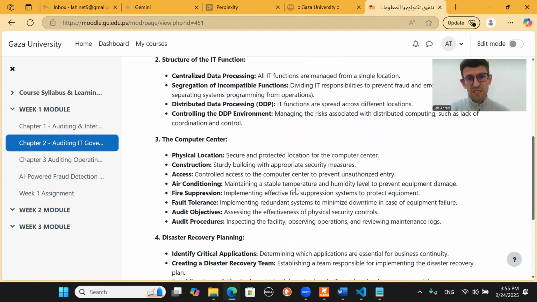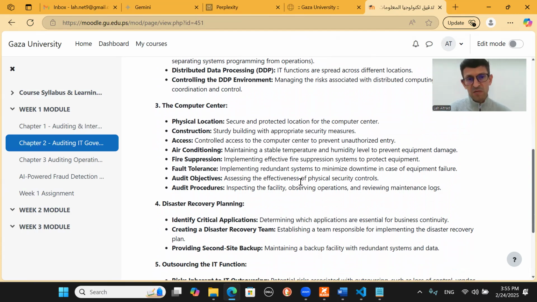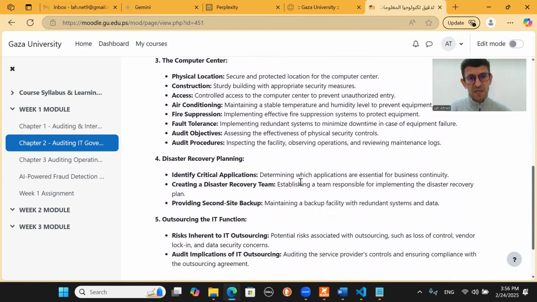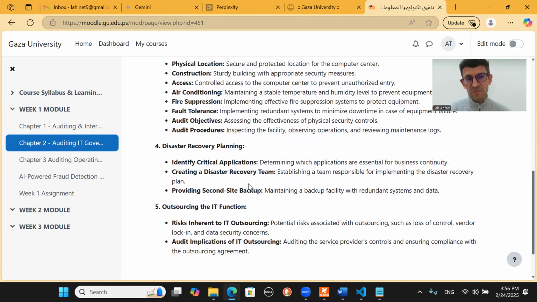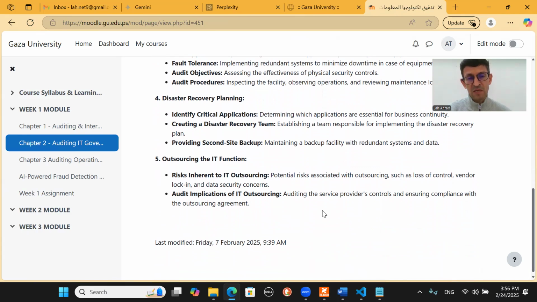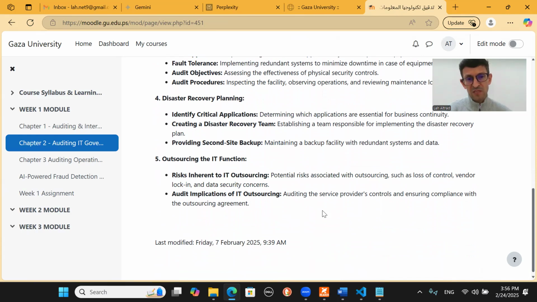We also have the computer center, which is mentioned in this chapter: the physical location of the staff in the organization, construction of that, access, air conditioning, which could also be considered when it comes to building the IT assets. One of the most important things is disaster recovery planning, which every organization should take into consideration, right? Then we have outsourcing the IT function, listed at the end of this chapter, risks inherent to IT outsourcing. Then we have audit implications of IT outsourcing.